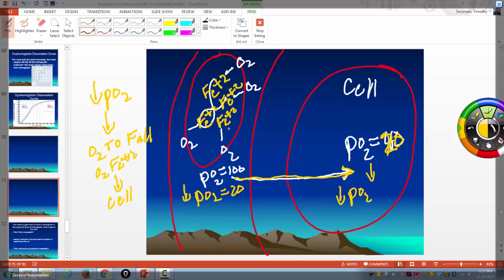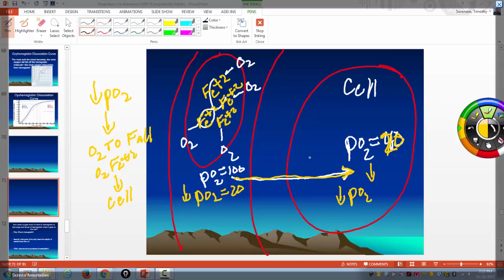So more oxygen will fall off the iron and go into the cell. So you will desaturate or dissociate more oxygen. And it's perfect. It's perfect because it is metabolism that dictates oxygen delivery to the cells. So this is how PO2 affects hemoglobin saturation.